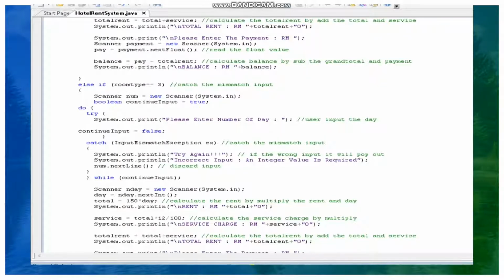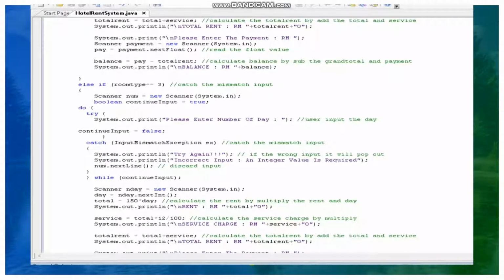Okay, so the user inputs the day. It says "please enter the number of days", like how many days we are staying in this hotel, so that we can get the output. So this is System.out.println. As usual, if you enter an incorrect input, if the wrong input, it will pop up.